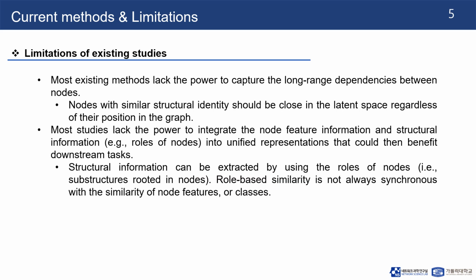Second, most existing methods lack the power to capture the long-range dependencies between nodes. It means that nodes with similar structural identity should be close in the latent space without considering their position in the graph. And moreover, most studies lack the power to integrate the raw feature information and structural information, for example, the roles of nodes, into unified representations that could benefit various downstream tasks.